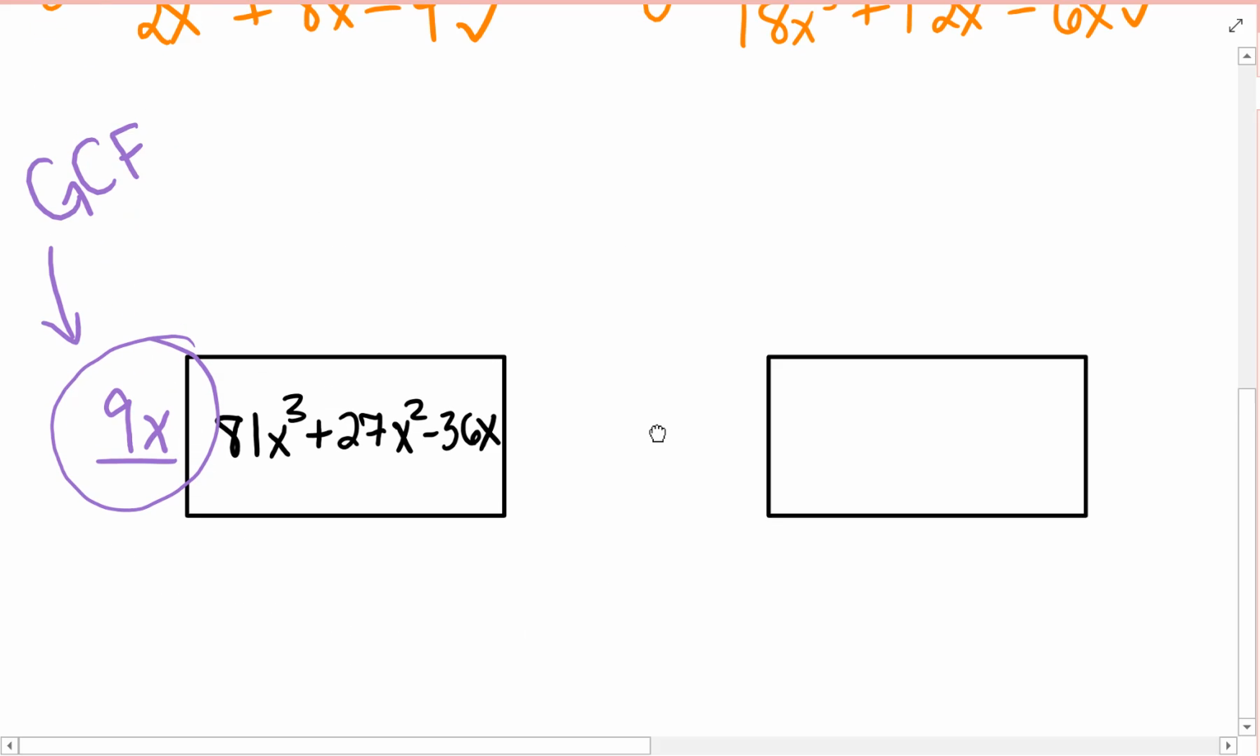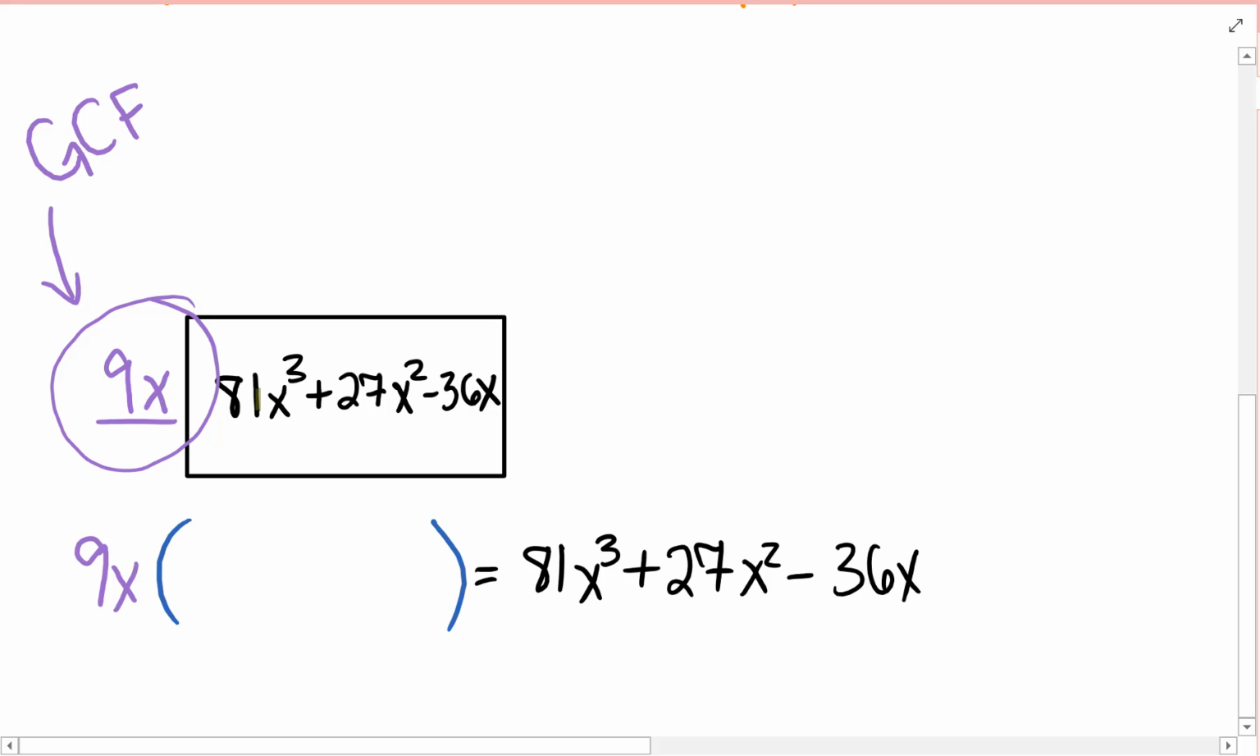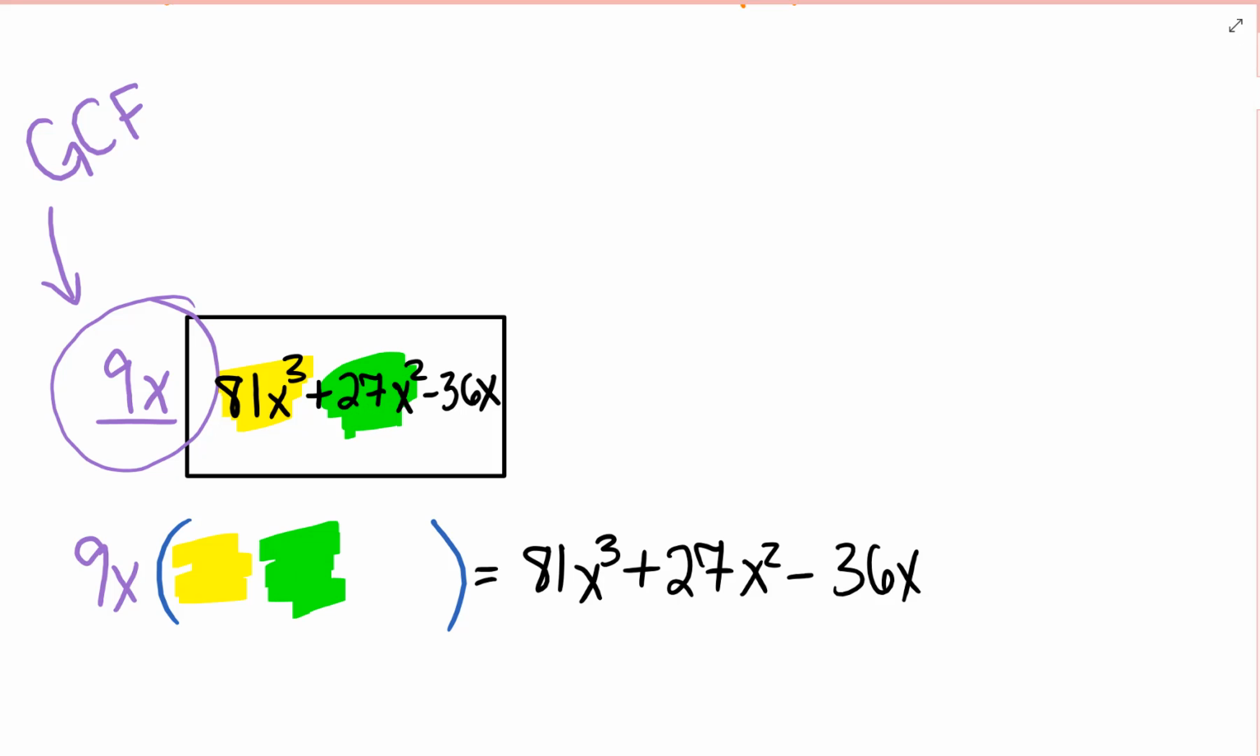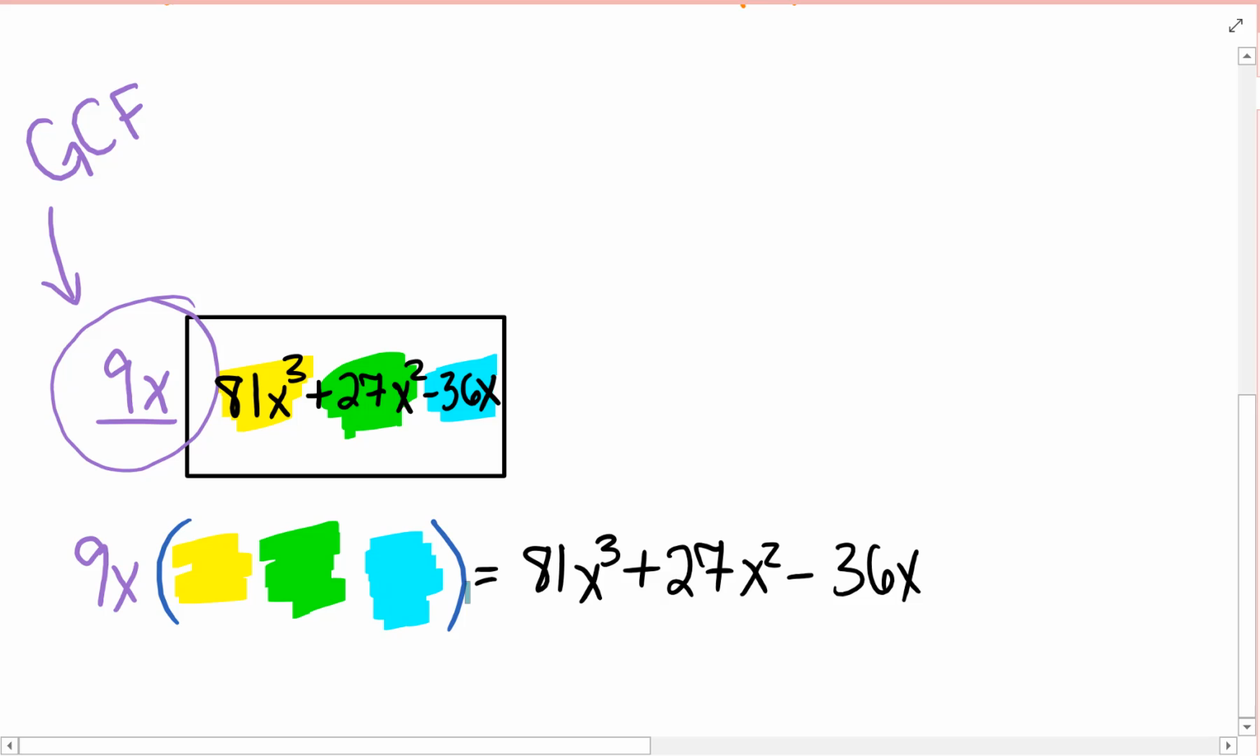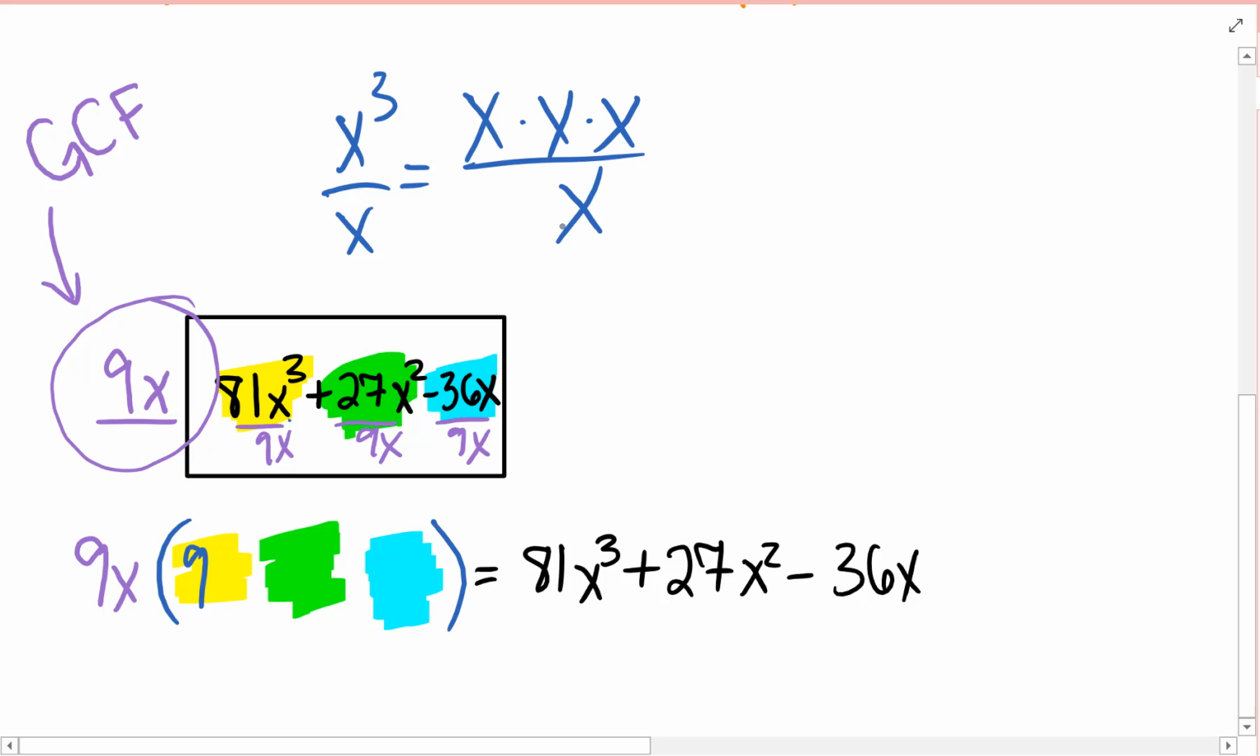Let's find our length. The terms in my area are 81x cubed, 27x squared, and negative 36x. Each of these terms needs to be divided by our GCF, which in this case is 9x. 81 divided by 9 is 9. X cubed divided by x is the same as x times x times x divided by x. X over x is 1, so you are left with x times x, which is x squared.